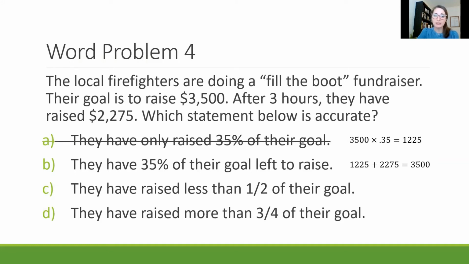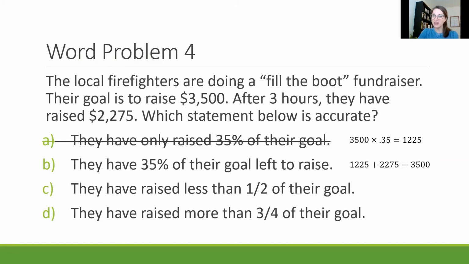For option B, it says they have 35% of their goal left to raise. So we already know what 35% of their goal is. It's that $1,225, which we did in the last problem. So here we see if they have 35% of their goal left to raise, that means what they've already raised plus that 35%, $1,225, should be equal to $3,500. And it is. So then that's true. They do still have 35%, or $1,225, left to go. And so they're hoping to make it to that goal.